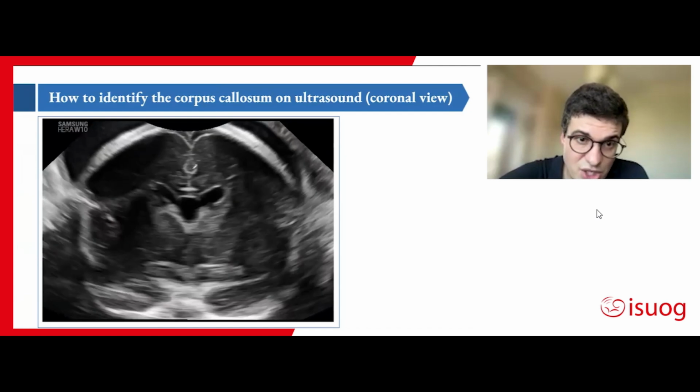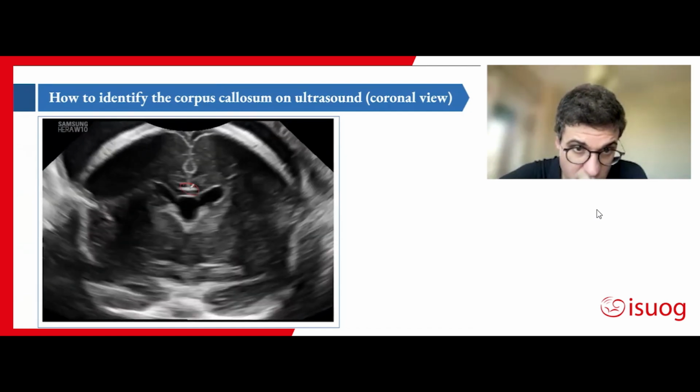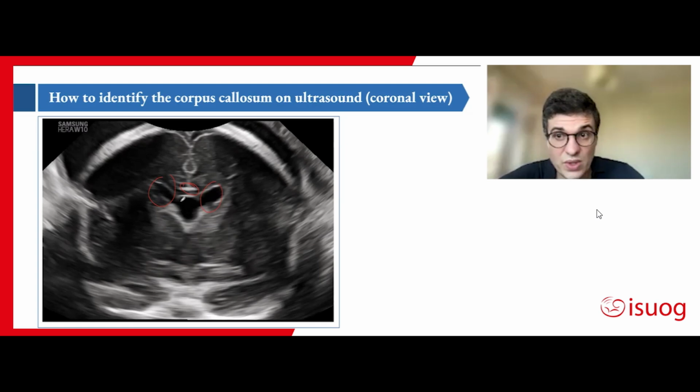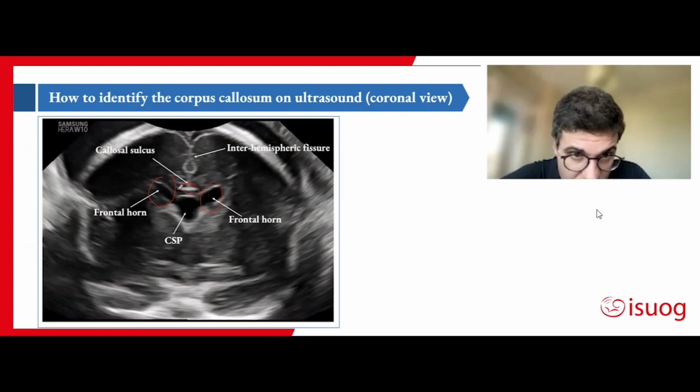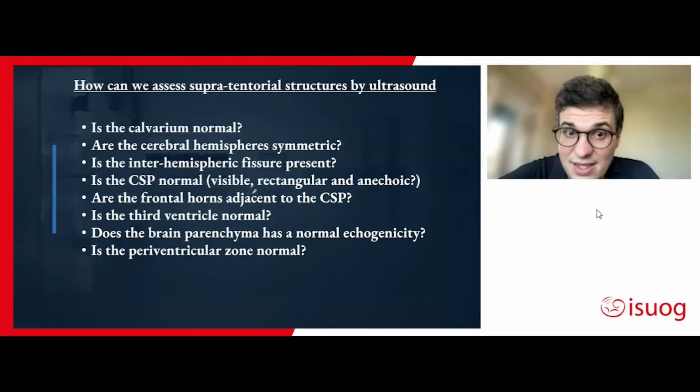What we can see in this imaging plane, we can see, of course, the interhemispheric fissure, the sulcus of the corpus callosum, which is this hyperechogenic line, perpendicular to the interhemispheric fissure, the two anechoic frontal lobes, whose medial walls are close to the cavum septi pellucidi, but which can be distinguished from the cavum septi pellucidi itself. And also this hypoechoic structure is the corpus callosum itself. So it has a different appearance compared to what we can see on the sagittal view of the fetal brain.